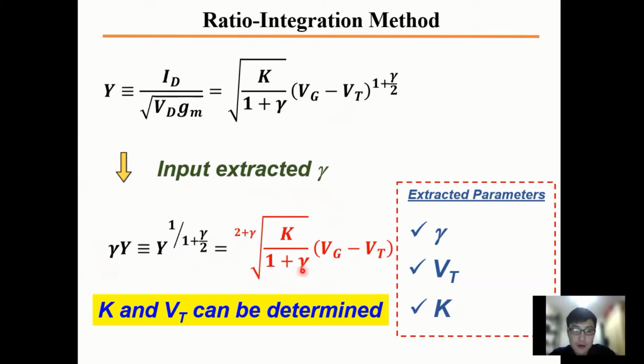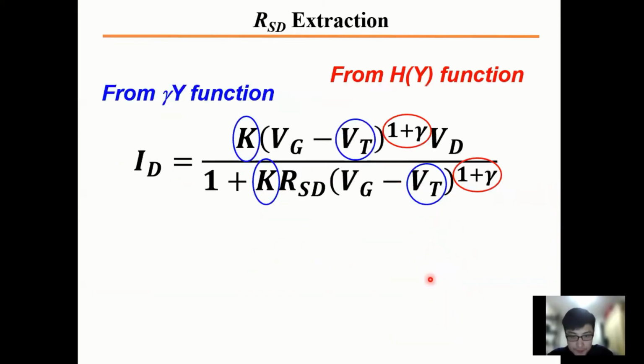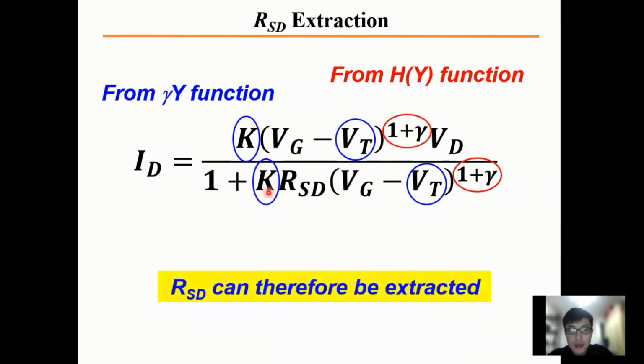And since the gamma factor has been known, K, the geometric factor, can be determined. And from the x-intercept, we will be able to calculate the threshold voltage. So far, by doing all this linear regression and linear extrapolation, we can determine the gamma factor, threshold voltage, and the K value over here. If we look back to the drain current equation, the only unknown parameter left is actually the contact resistance. In other words, contact resistance can therefore be extracted. So this is pretty much our extraction procedure.